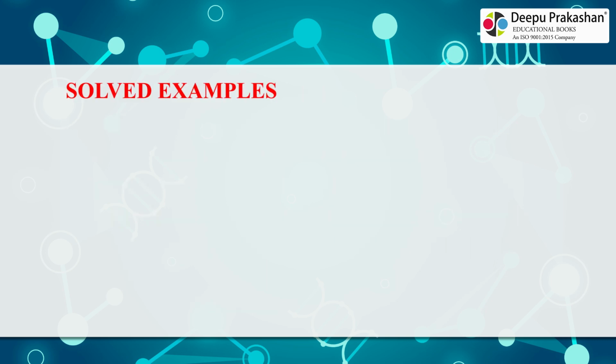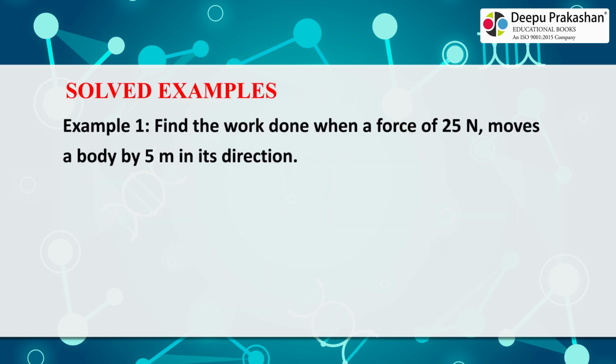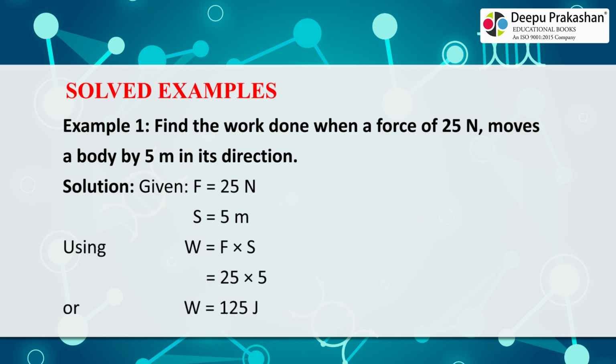Solved examples. Example: find the work done when a force of 25 N moves a body by 5 meters in its direction. Solution: given F is equal to 25 N, S is equal to 5 meters. Using W is equal to F times S, which is 25 times 5, W is equal to 125 joules.